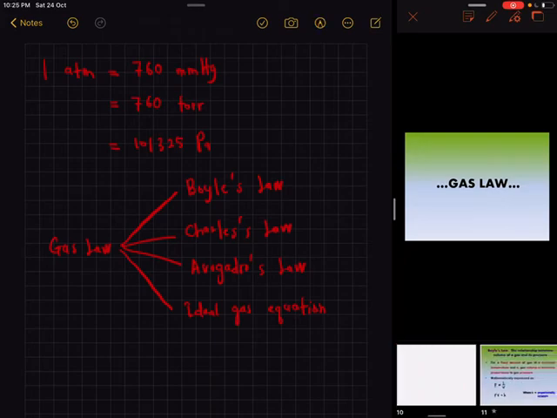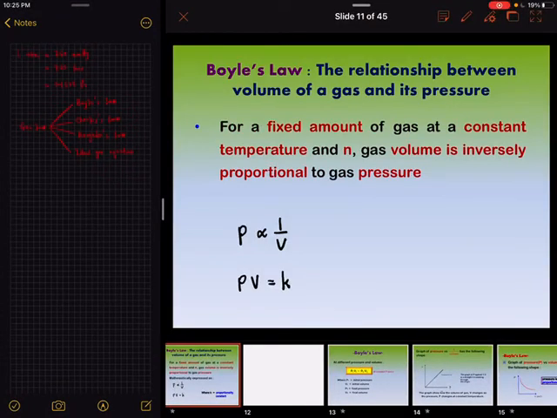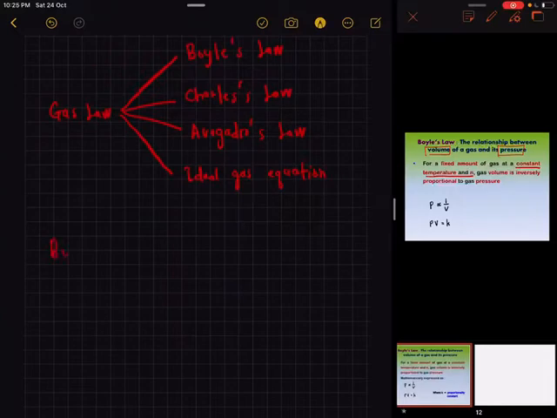Okay, so let's see Boyle's law first. Boyle's law states the relationship between the volume of the gas and its pressure. Boyle's law merekodkan hubungan di antara volume dan juga pressure of the gas, pada constant temperature and number of mole. So macam mana hubungan di antara pressure dengan volume gas ini?